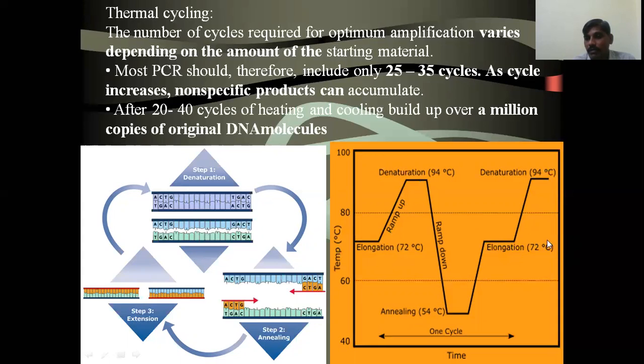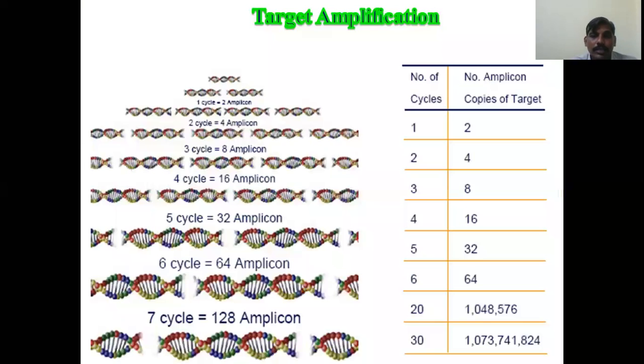Again, the first cycle of products serve as substrates for the second cycle. So that's why there is a link between the substrates and products. Finally, we are getting millions of original DNA molecules. So step 1, then step 2, step 3, these cycles are repeated several times, nearly 25 to 35. That's why the PCR mechanism is based on thermal cycling.